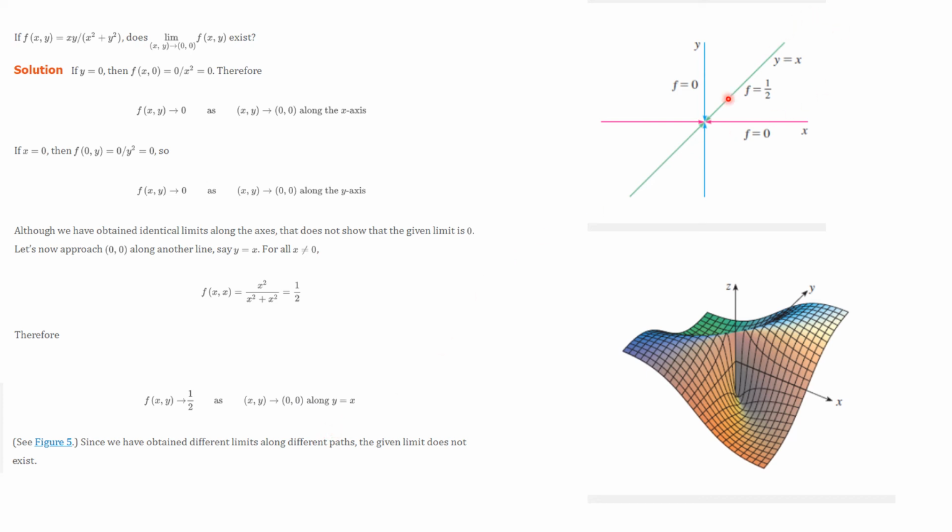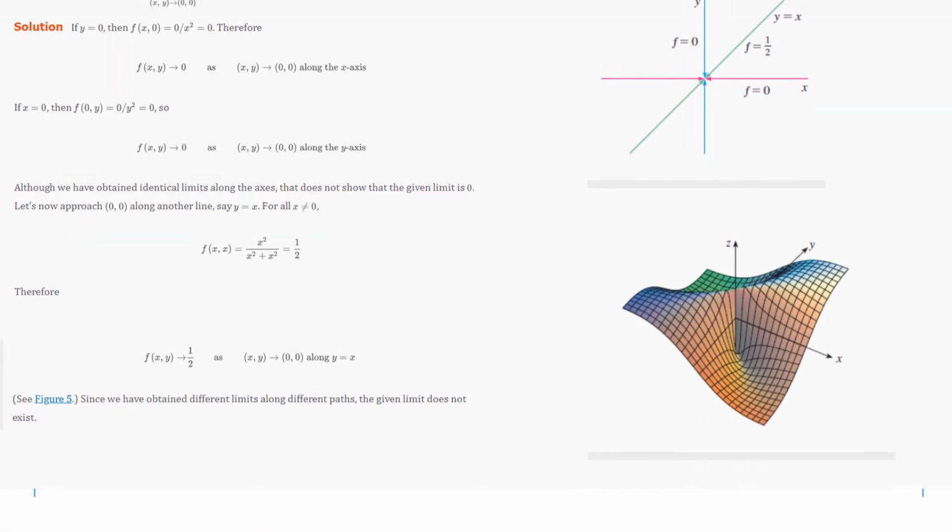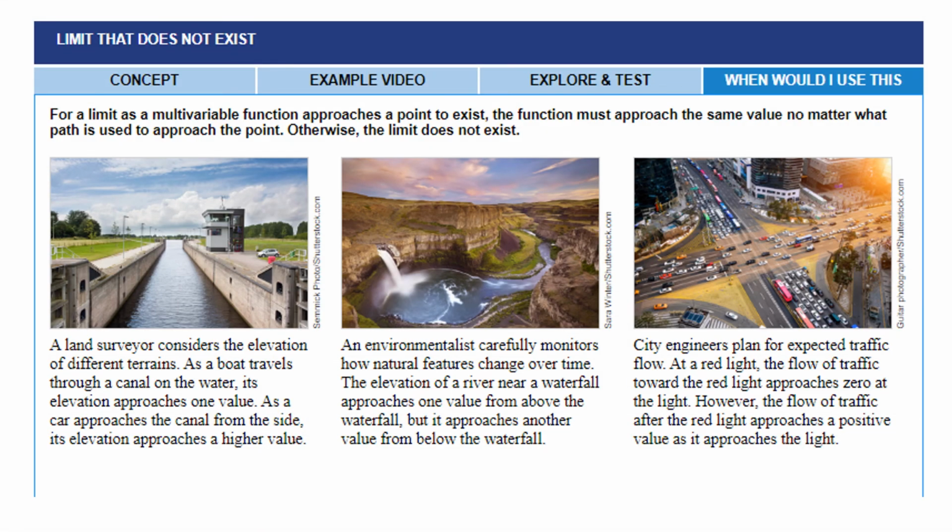Since we found a trajectory that did not yield the same answer of 0, it was 1/2, this limit does not exist. So when would we use this? For a limit, as a multivariable function approaches a point, to exist, the function must approach the same value no matter what path is used to approach the point. Otherwise, the limit does not exist.